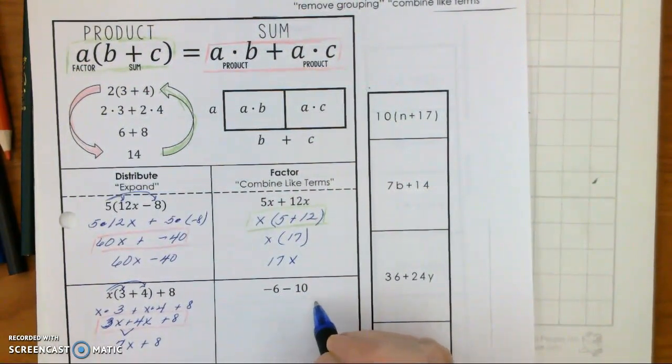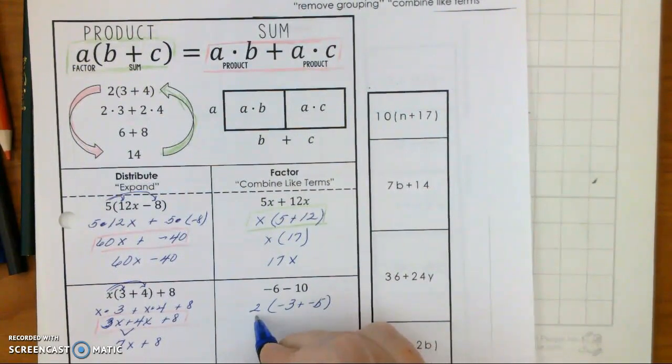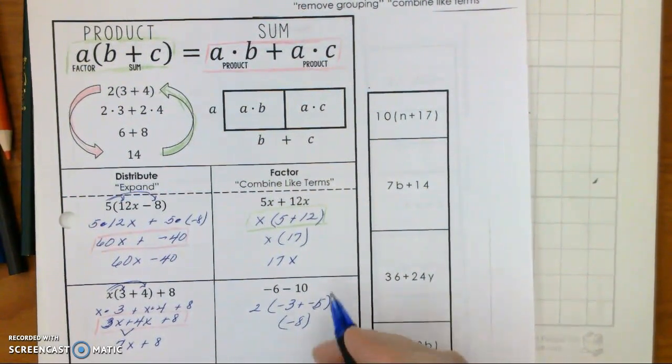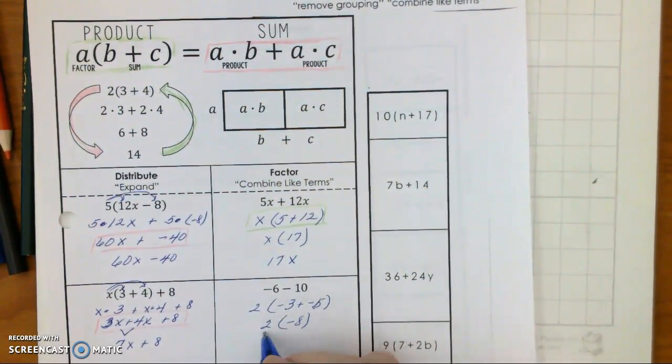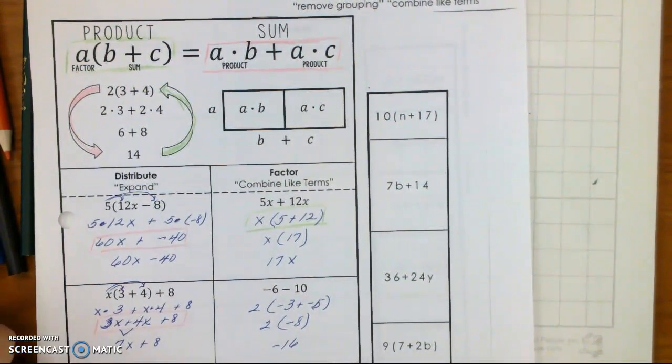So negative 6, negative 10. So if you go 2 times negative 3 plus negative 5, because we're going to go 2 times 3 and 2 times negative 5. So negative 3 plus negative 5 is negative 8. So if you put the 2 in front of it, it becomes 2 times 8, which is 16, and it's negative because it has a negative in front of it.